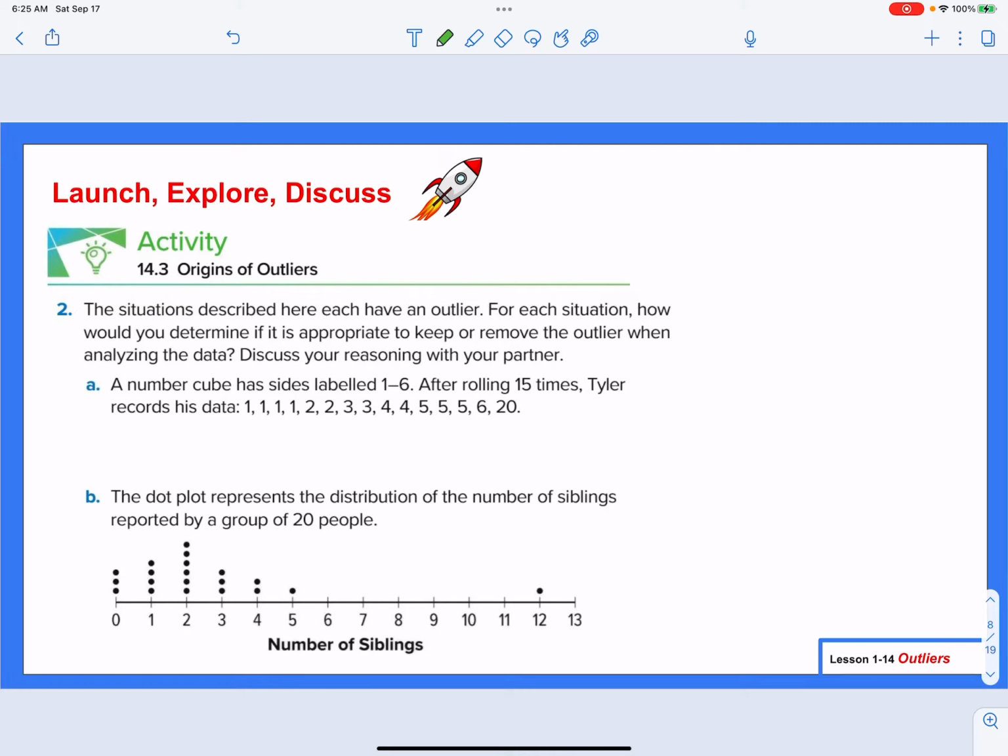These situations described here have an outlier for each situation. How would you determine if it's appropriate to keep or remove the outlier when analyzing data? Okay, so how would you decide?